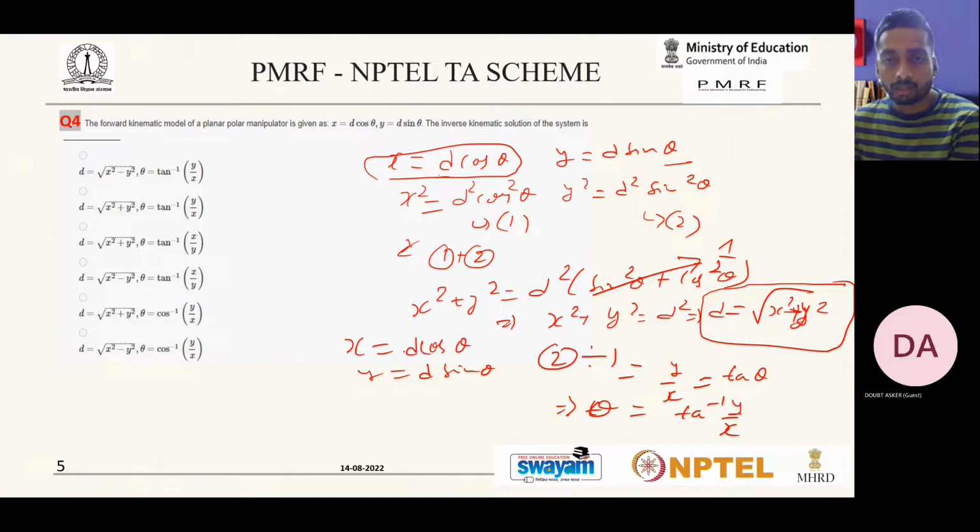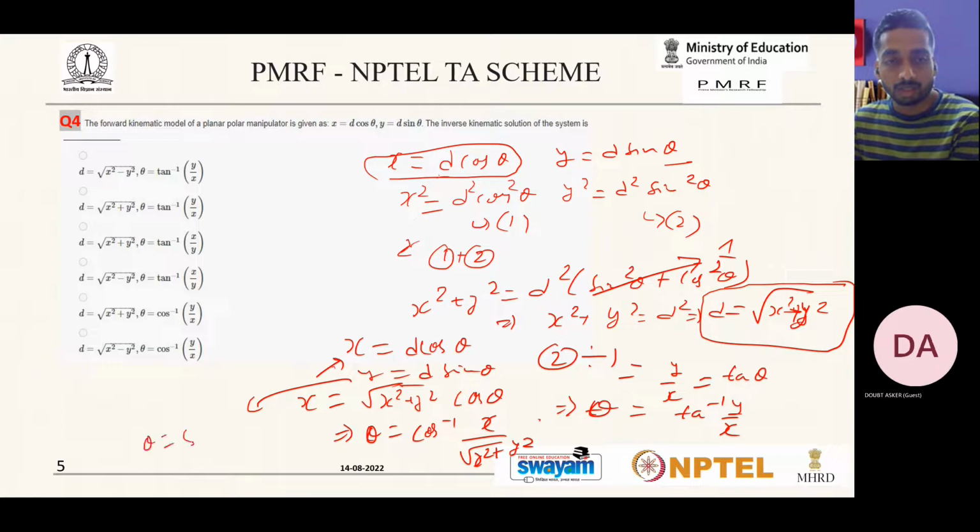Also, the other way we can do is, whatever d we have got, we can put here, like x equals d cos theta. So you can put root x square plus y square into cos theta. From here also you can write that theta equals cos inverse of x by under root x square plus y square. Or similarly, using the other equation, you can write theta equals sine inverse of y by under root x square plus y square.